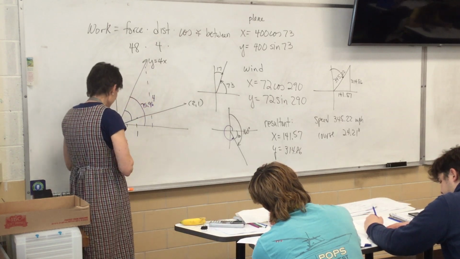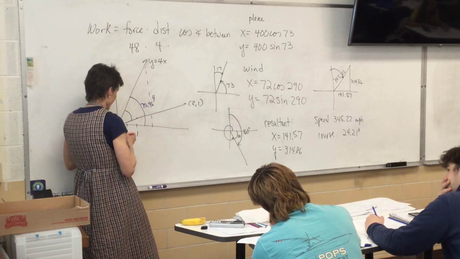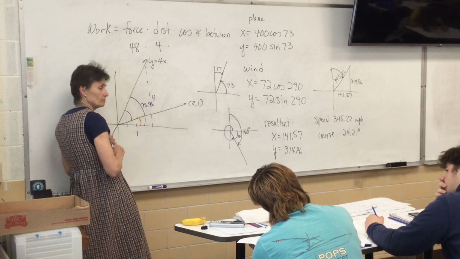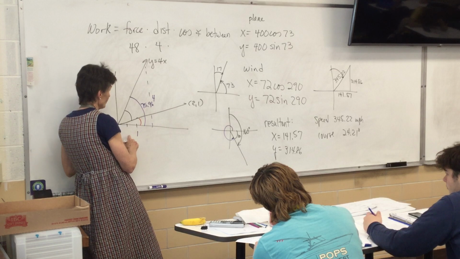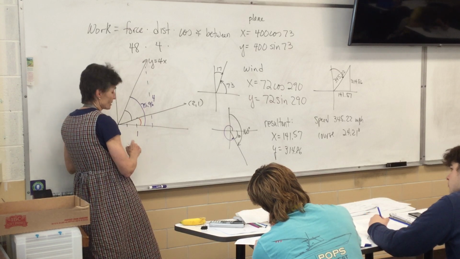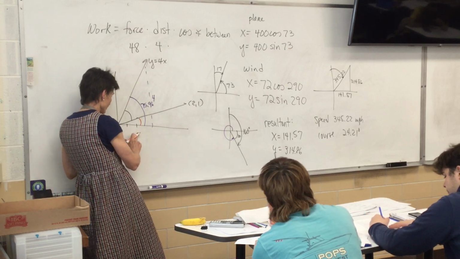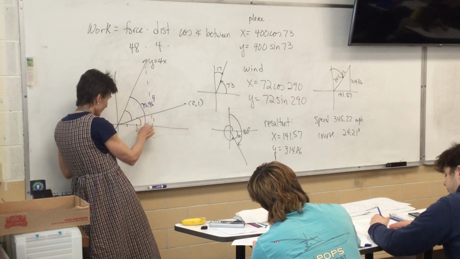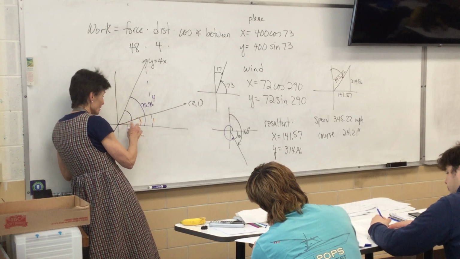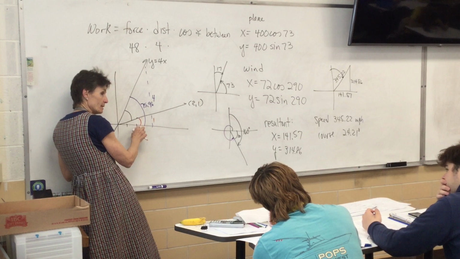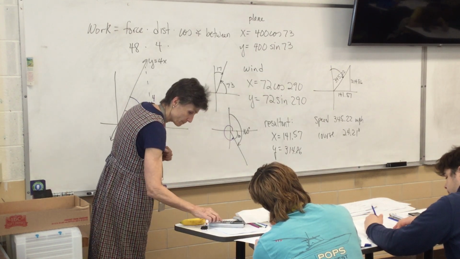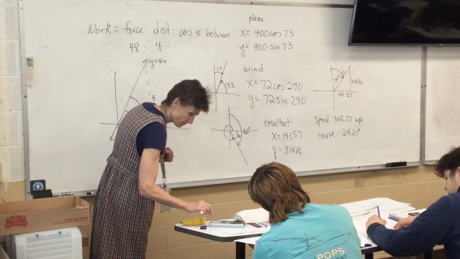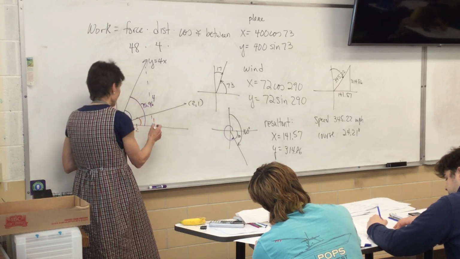Can we find the little orange angle right here? That's over 2, up 1. Right here. So what would that orange angle be? Inverse tangent 1/2. I got 26.57.